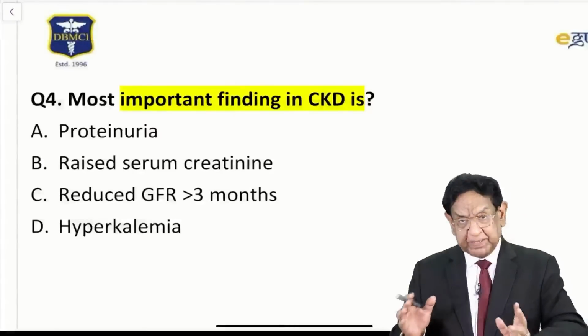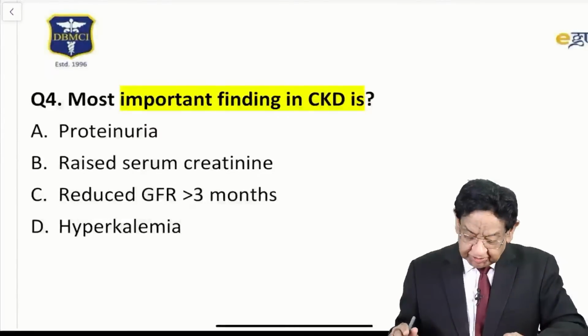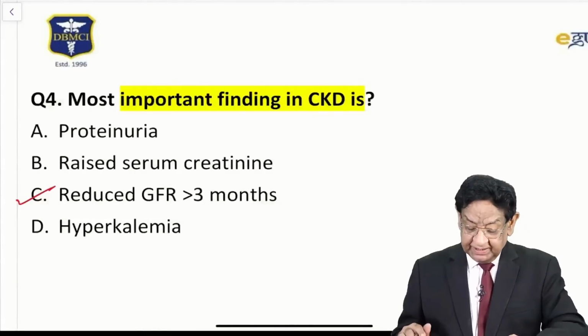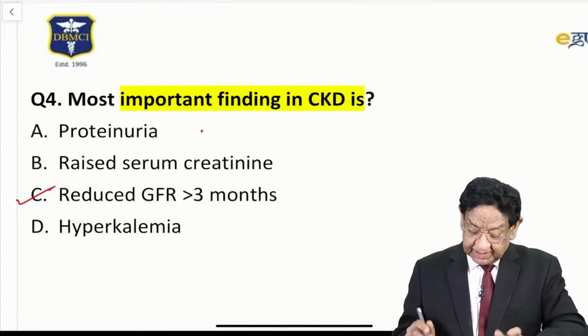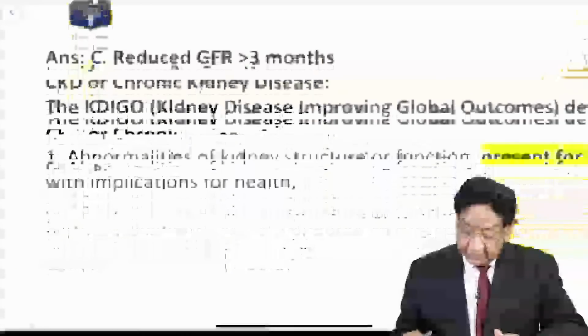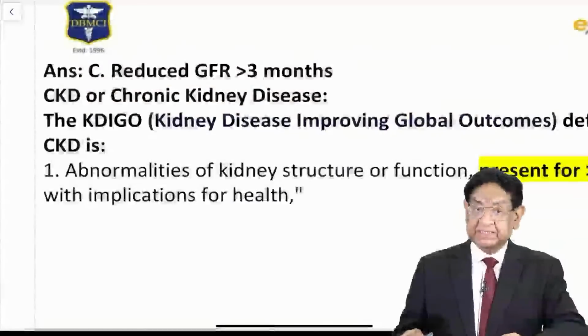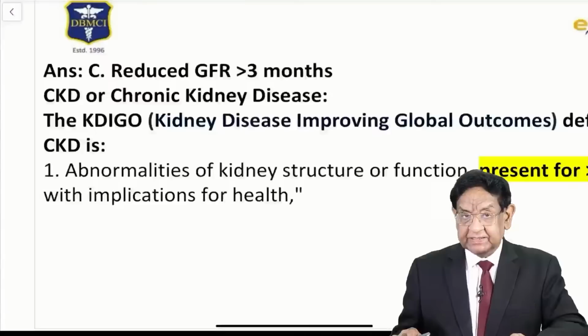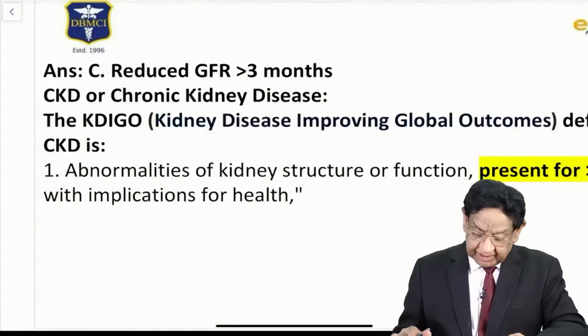Well, it's a bit overlapping question, but out of all the 4, this is the most important answer. Can it be there? Let's see. Reduced GFR more than 3 months is the best option out of that. There is a tough competition by proteinuria also, but at the moment it is second. Why? I'm going to discuss in a minute only.